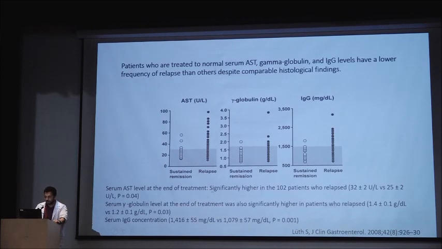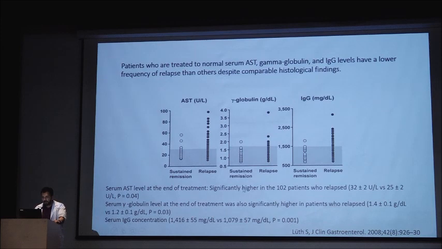This figure basically shows that patients who had sustained suppression of AST level, gamma globulin, and serum IgG concentration at the time of withdrawal of the drug maintained sustained remission, as compared to patients who had higher AST, gamma globulin, or IgG level at the time of relapse. AST 32 versus 25.